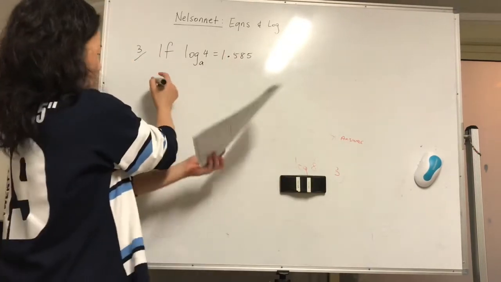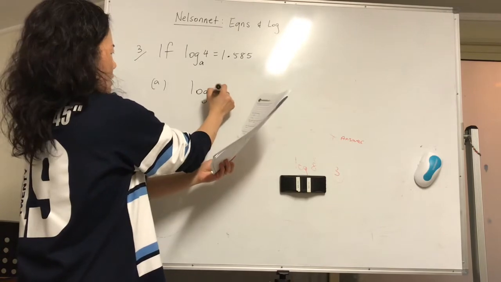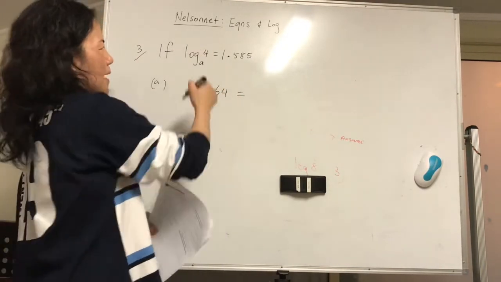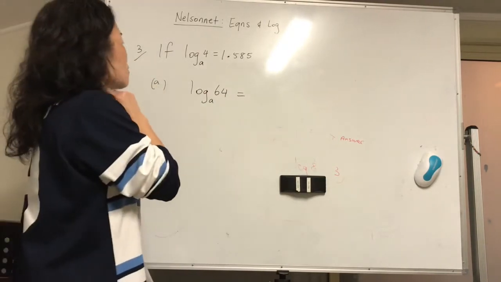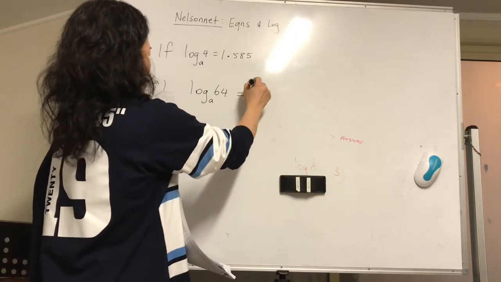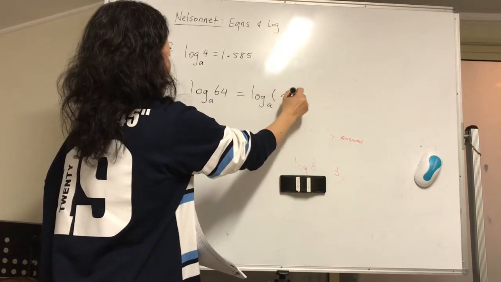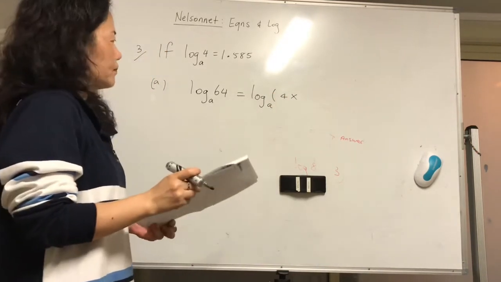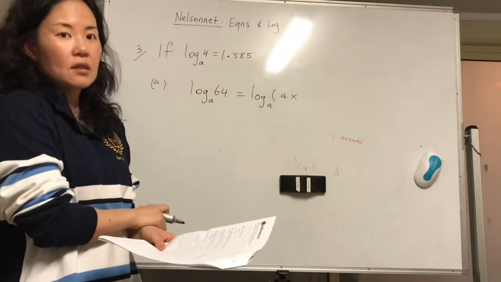Okay, so part A, log base A of 64. Alright, we have to use somehow log base A of 4, correct? Mm-hmm. So, what do we do? I'm going to go log base A. Can I go 4 times what makes 64? Can you have a look? So 4 times 16.